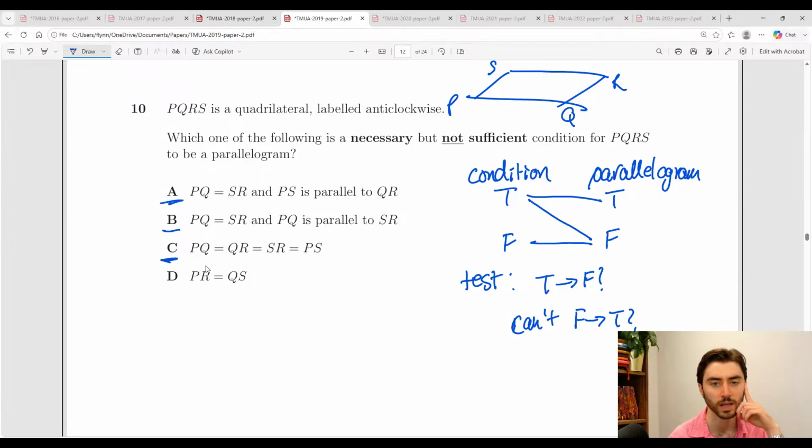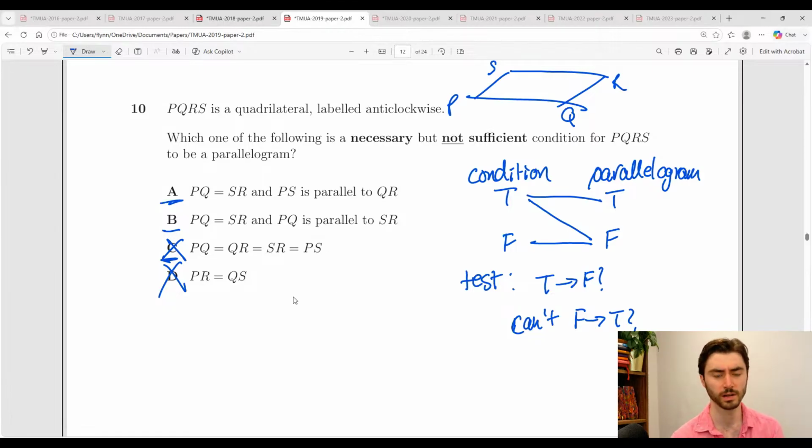C, if they're all equal, no, that's just not a parallelogram. So that's not necessary, right? The reason why it's not necessary is because that condition can be false and you still get a parallelogram. So PQ equals QS. What? That's nonsense. Oh, PR. Do the diagonals have to be equal? No. That can be false and you still get a parallelogram. So it's either A or B. I remember getting this wrong on the last one.